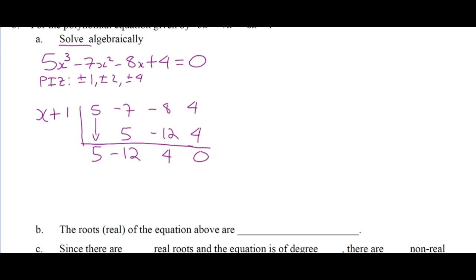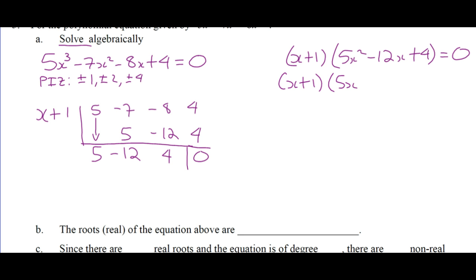Okay, so hopefully not surprisingly, that works. We have a remainder of 0 here, which is what we wanted. So we now know that this polynomial will be x plus 1 and 5x squared minus 12x plus 4. And that's equal to 0, right? That's the equation.